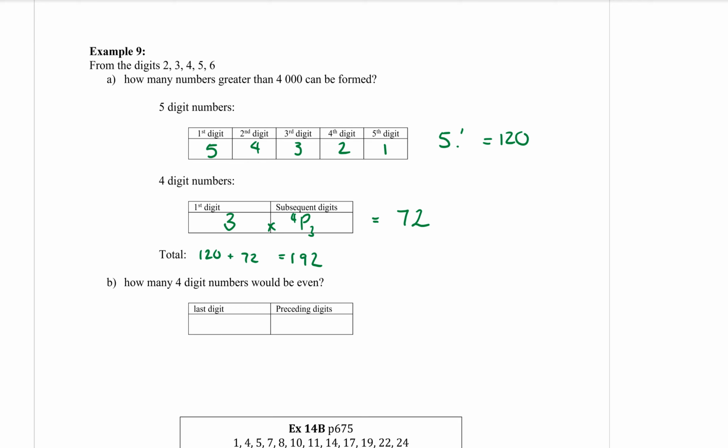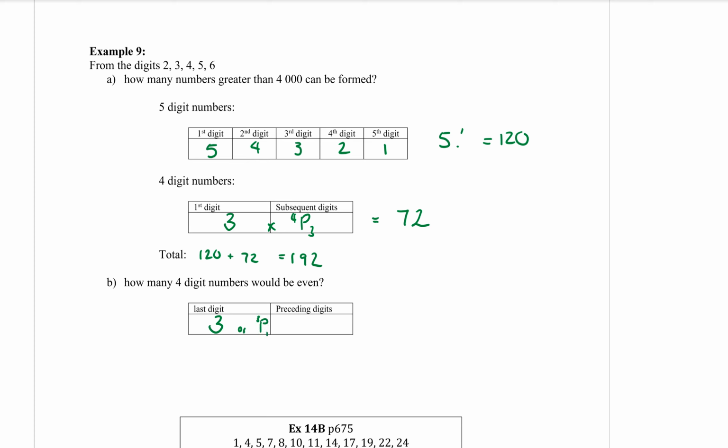Part B, how many 4-digit numbers would be even? Now this messes with your head, because normally we start at the beginning of something and work through to the end, but in this case, it's my last digit that's critical here, isn't it? So I actually have to choose the last digit first. There are 3 even numbers to choose for that last digit. So it could be 3P1 if you want to put it as a permutation.